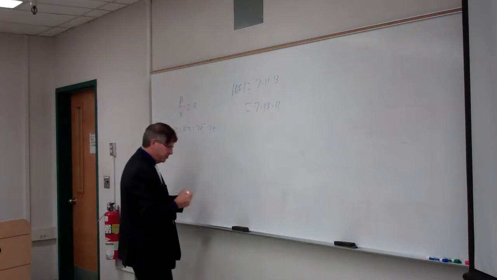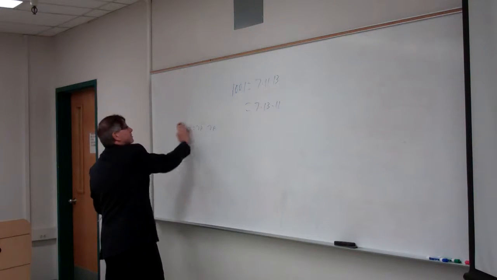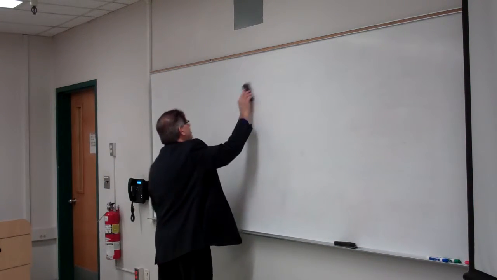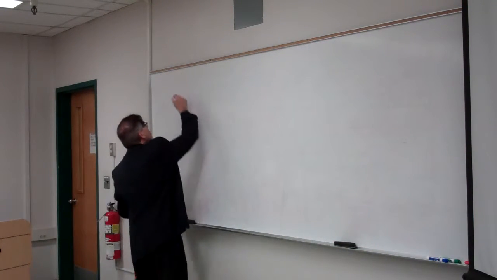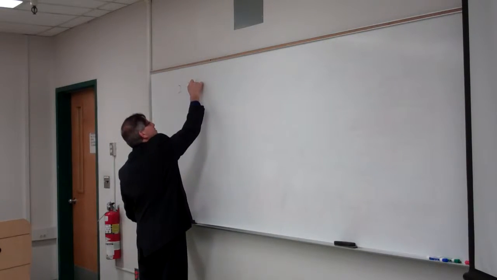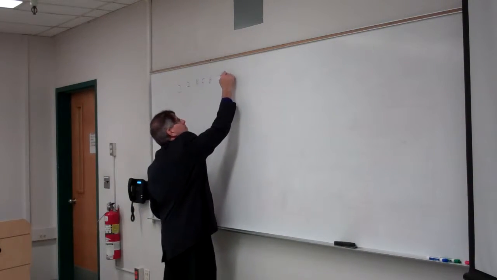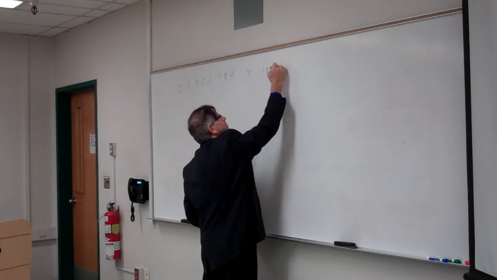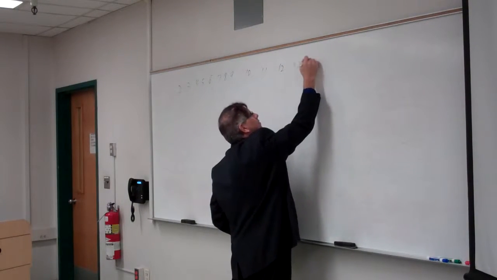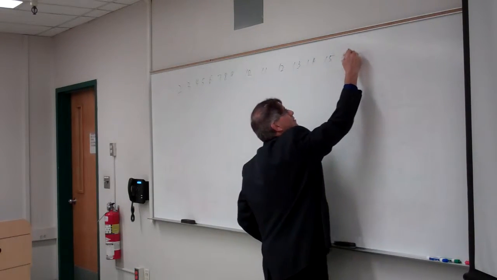So that's one way to check a number to see if it's prime. There's ways to generate primes. Here's a really old system called the sieve of Eratosthenes. Uses a hell of a lot of memory. It does.